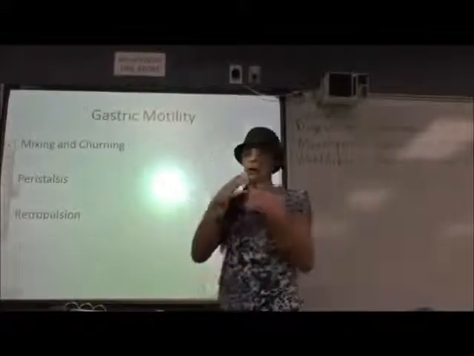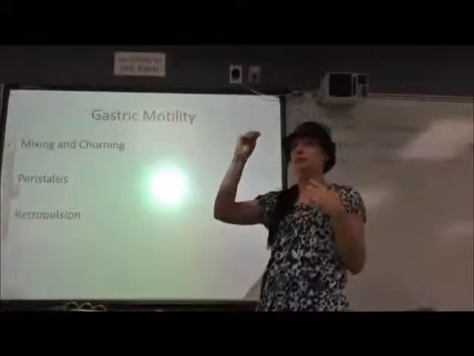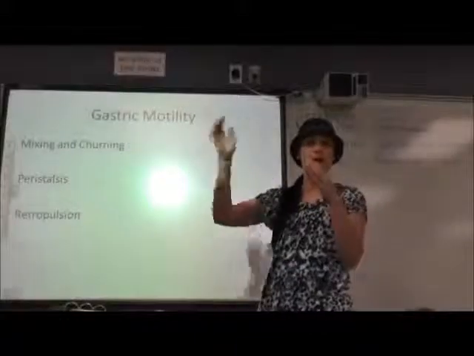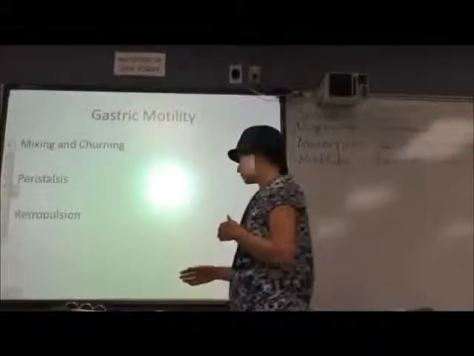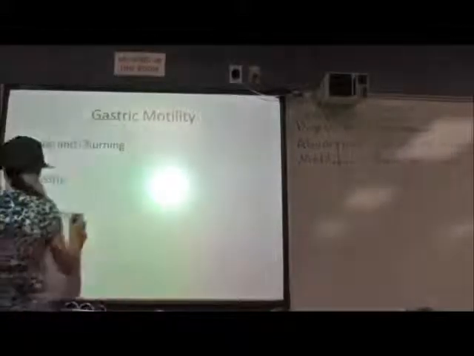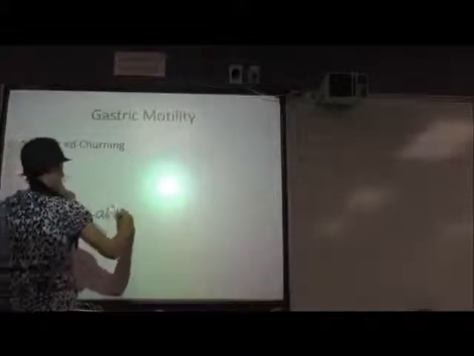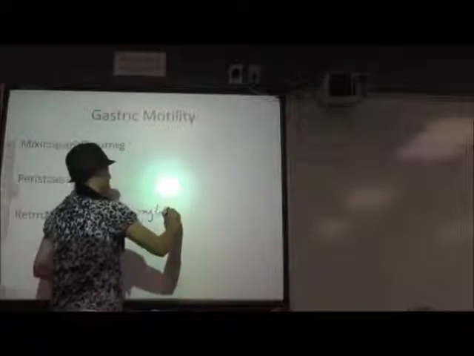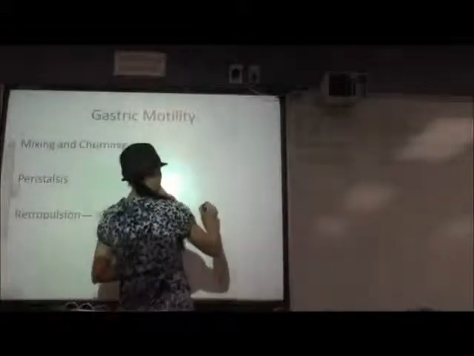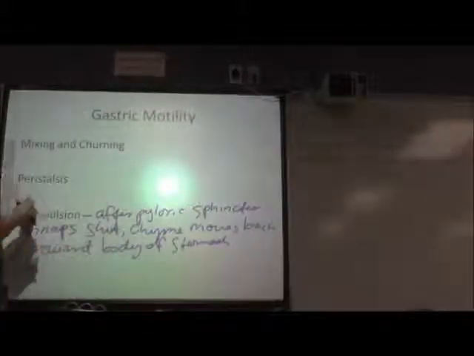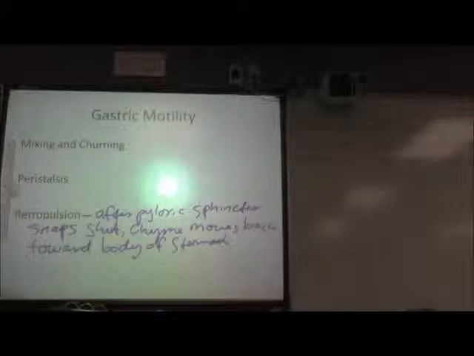And so that is when our food will kind of blow back because of the closing shut of the pyloric sphincter, so it moves back up toward the body of the stomach. So retropulsion is, after the pyloric sphincter snaps shut, the food will move back toward the body of the stomach. Then 15 minutes later, we'll get more peristalsis that pushes it toward the pyloric region. Pyloric sphincter opens, lets a little chyme through, snaps shut, more retropulsion.